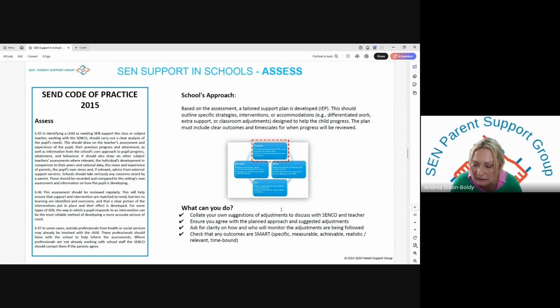Ensure you agree with the planned approach and suggested adjustments. Ask for clarity on how and who will monitor the adjustments and how they are being followed, and check that any outcomes are SMART, that they are specific, measurable, achievable, realistic, relevant and time bound. These are the key principles to getting SEN supported within school.